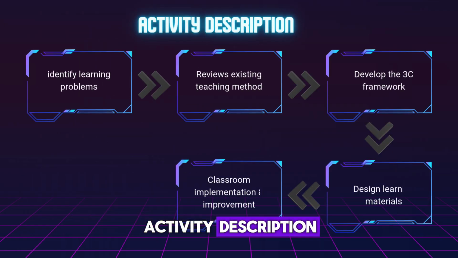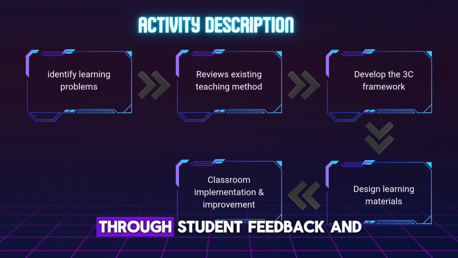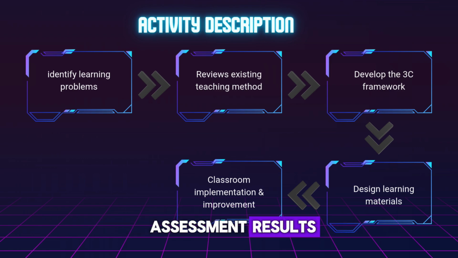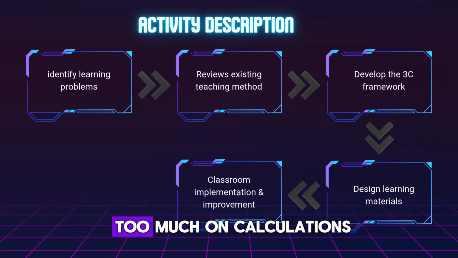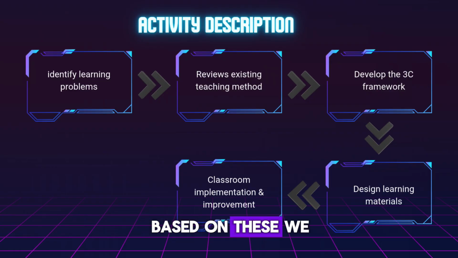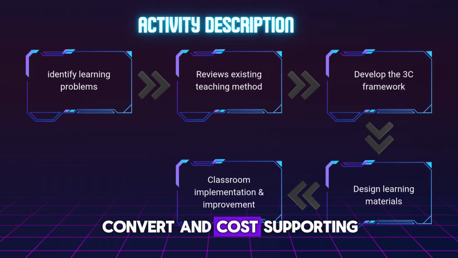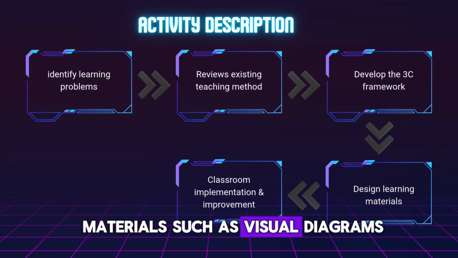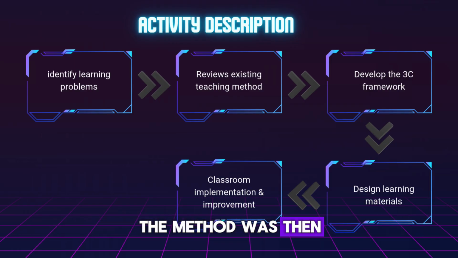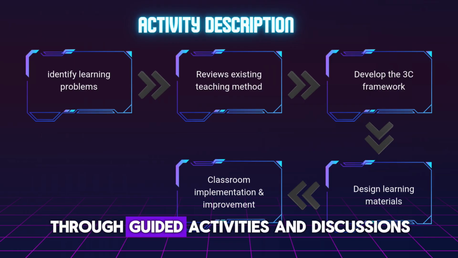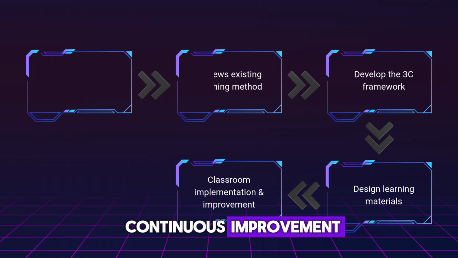Activity description. The development of this method began by identifying learning problems through student feedback and assessment results. We then reviewed existing teaching methods and found they focused too much on calculations. Based on this, we developed the 3C framework: count, convert, and cost. Supporting materials such as visual diagrams, worksheets, and templates were created. The method was then implemented in the classroom through guided activities and discussions, followed by feedback and continuous improvement.